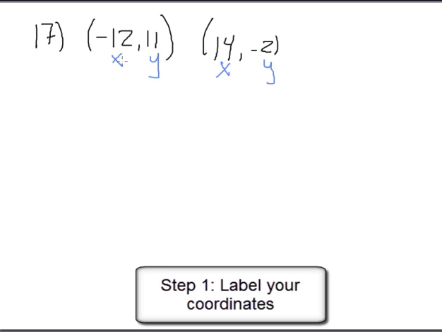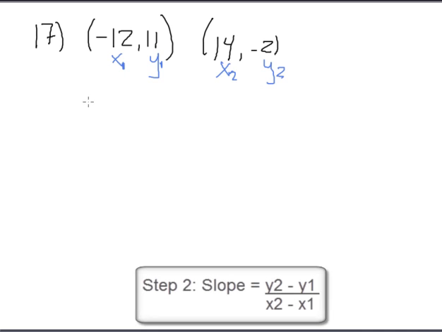In order to distinguish this x for this coordinate and this x for this coordinate, you have to name them. This here is the first x, so I'm going to make that x1. This is the first y, I'm going to make that y1. This here is the second x, I'm going to call that x2, and this one I'm going to call y2. The formula for a slope is always y2 minus y1 over x2 minus x1.